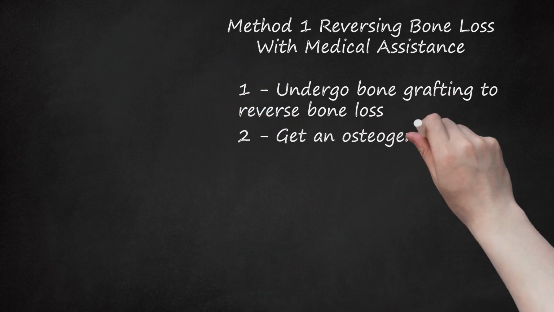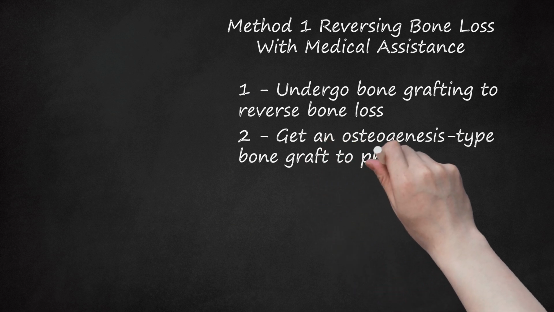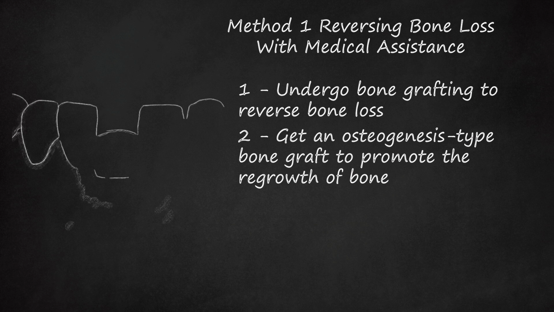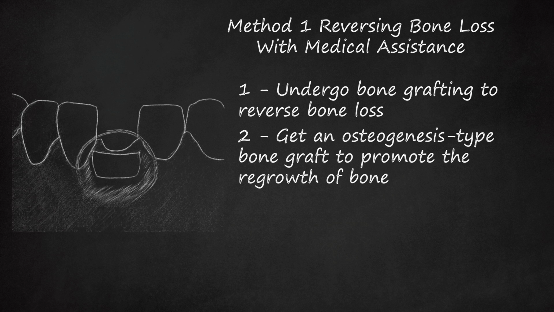2. Get an osteogenesis type bone graft to promote the regrowth of bone. In this procedure, bone will be taken from a source, an area of your jaw, mandible, etc., and transferred to the area where you have dental bone loss. The bone cells that were transferred will start to multiply and create new bone to replace the bone that had been lost. Taking bone from one place in your body and implanting it into the site where there is bone loss is the gold standard in bone grafting.